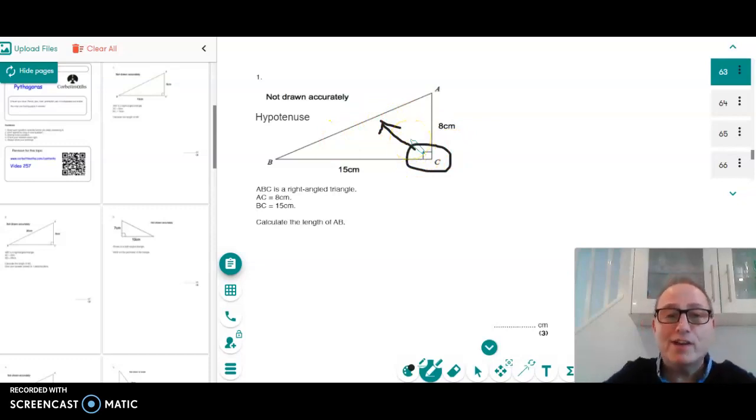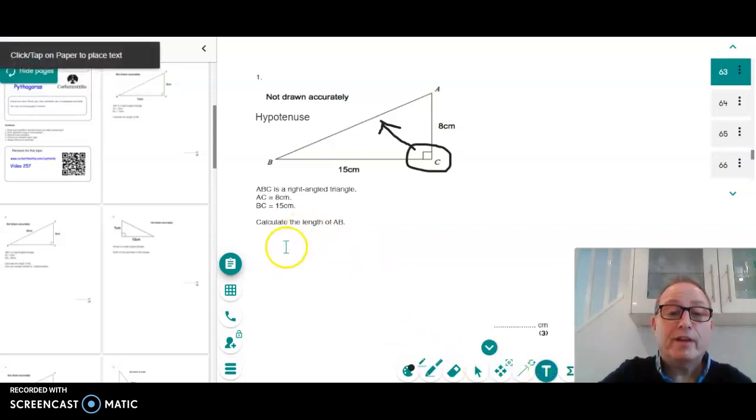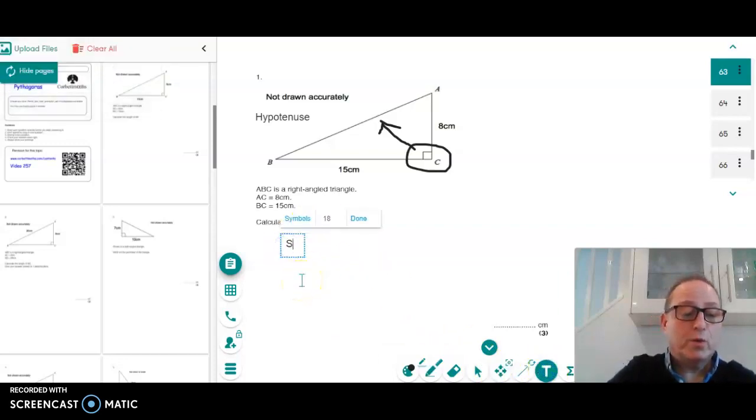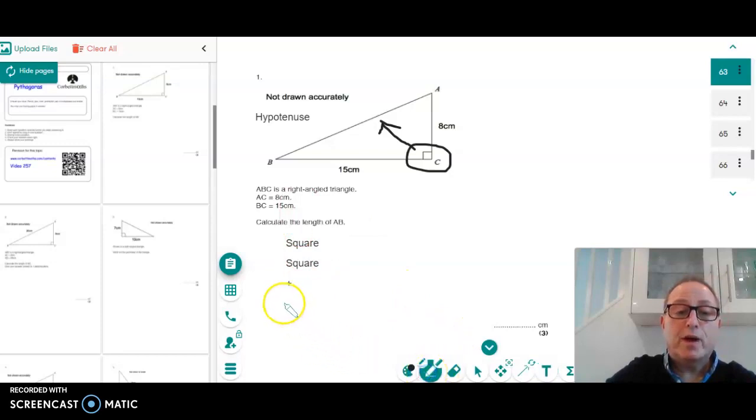And now I'm going to show you 4 steps that will make calculating this side straightforward for you to understand. I'm going to write the 4 steps here. We're going to square, add, and square root.